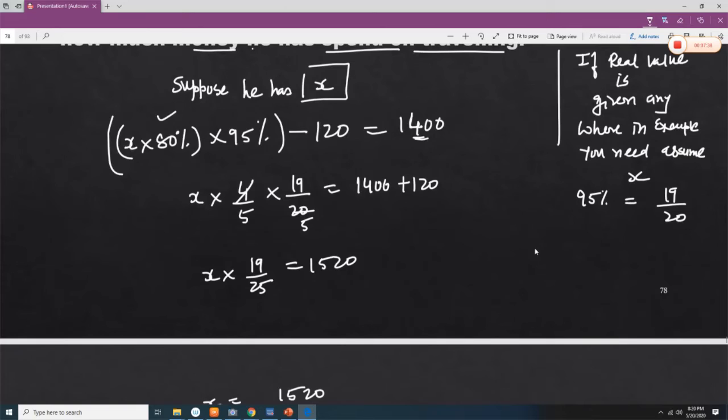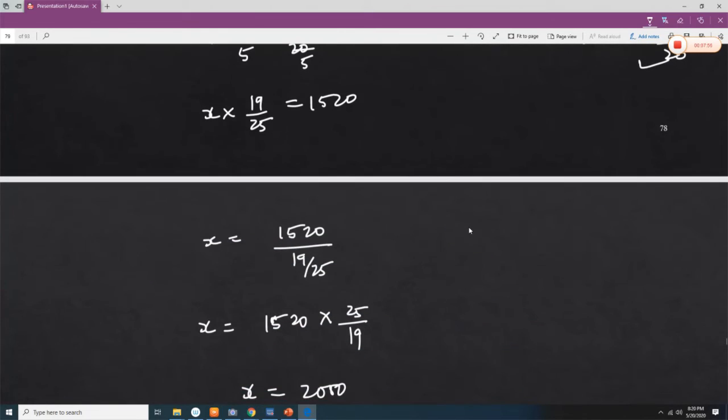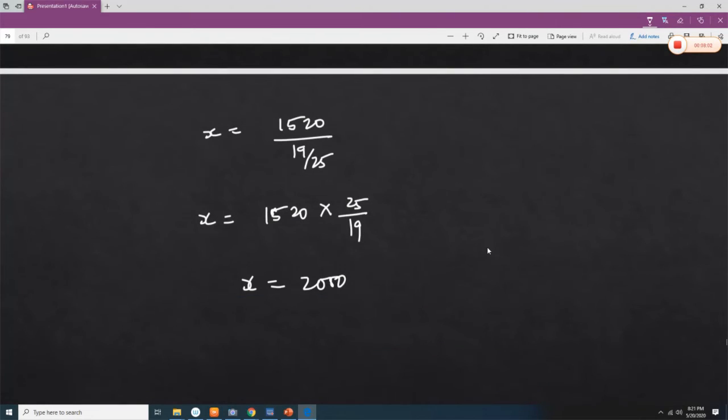So 80% is equal to 4 over 5 and 95% is equal to 19 over 20. 1400 minus 120 is going on this side, so it is plus 120. So X into 19 over 25 is equal to 1520. So X is equal to 1520 divided by 19 over 25. So when you simplify, X is going to come 2000.